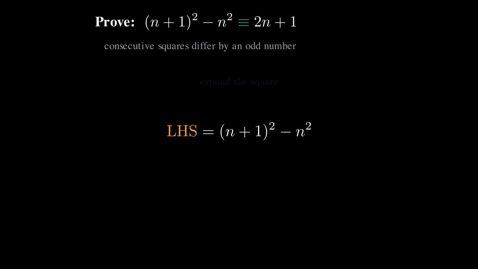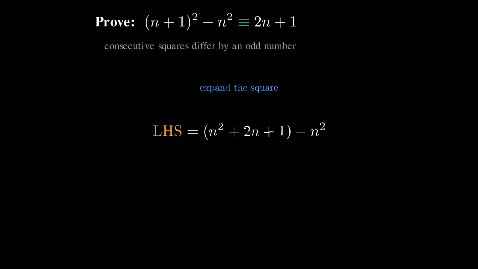Expand the first bracket. N plus 1 squared is n squared plus 2n plus 1. Drop the brackets. There's just a minus n squared trailing. And now, the n squared and the minus n squared cancel, leaving 2n plus 1. That's exactly the right-hand side, so the equals earns its promotion to the identity sign. Left equals right, as required.